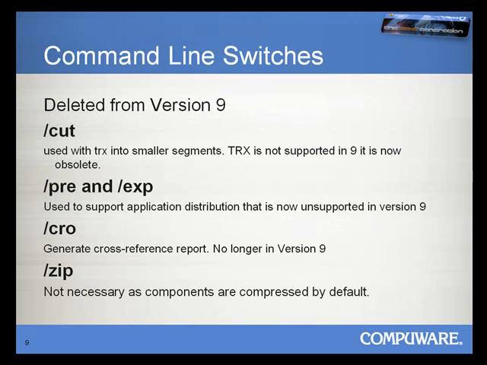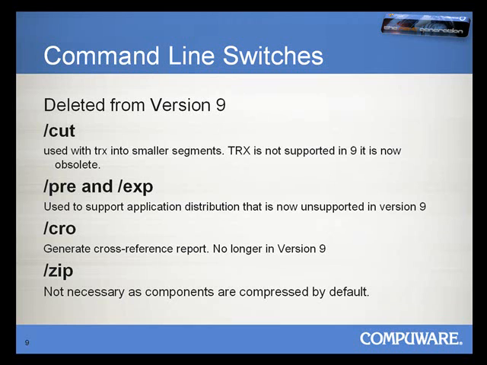On the command line, we have deleted the following from Uniface 9. The /cut was used to cut TRX files into smaller segments, and as TRX is no longer supported, this is now obsolete. The /pre and /exp were used to support application distribution. That piece is now unsupported in Uniface 9, and you should instead use the Uniface archive utility to package and distribute applications. The /cro, which was used to generate a cross-listing report, is no longer available in version 9.